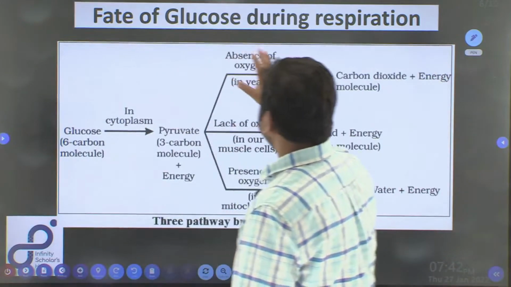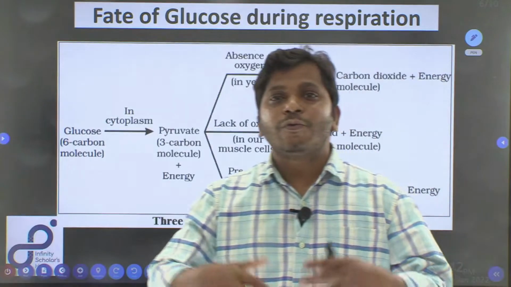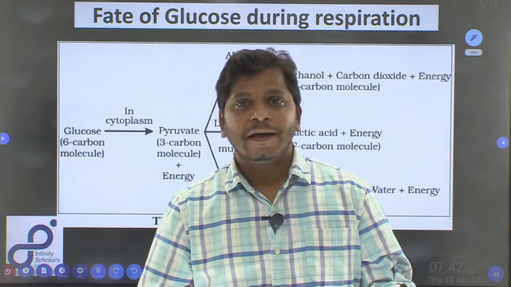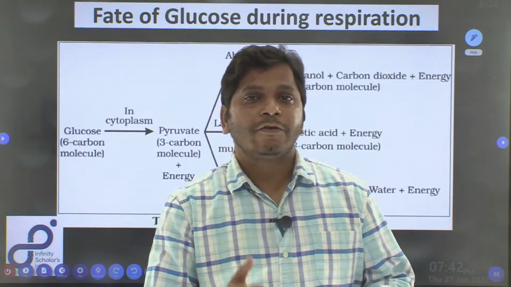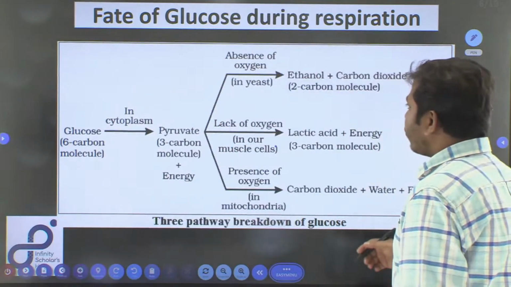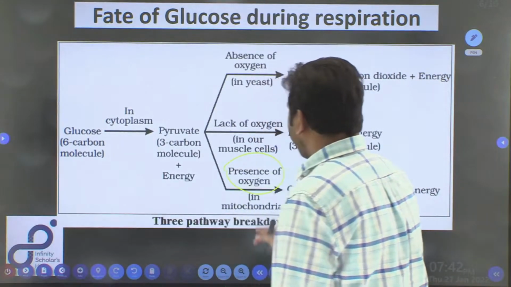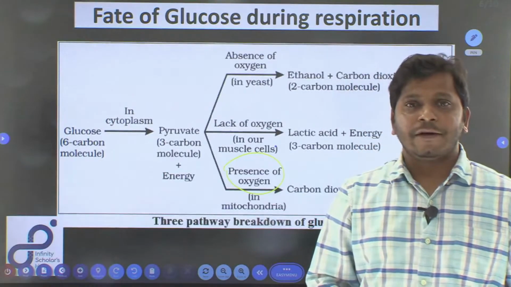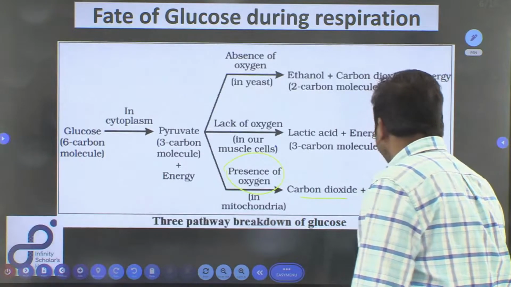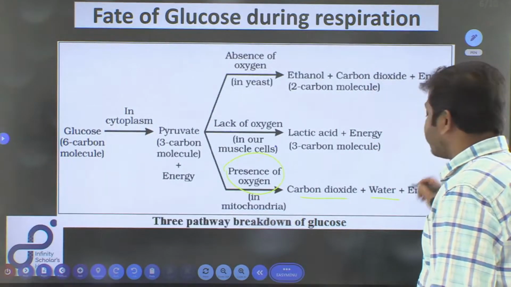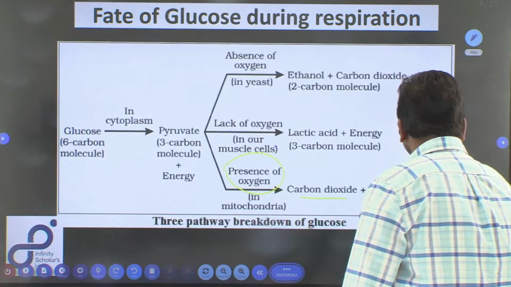So that we call the fate of glucose during respiration. Glucose can undergo two different fates: either aerobic respiration or anaerobic respiration. Aerobic respiration happens in the presence of oxygen, and this happens in the mitochondria. Here, carbon dioxide and water are released, and energy is released in the form of ATP. Usually 38 molecules of ATP are released in this process.